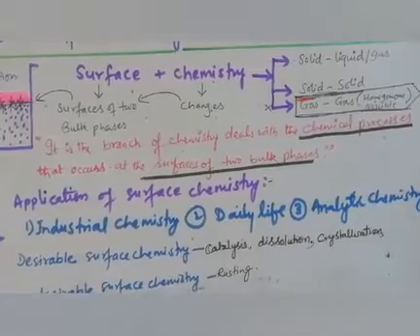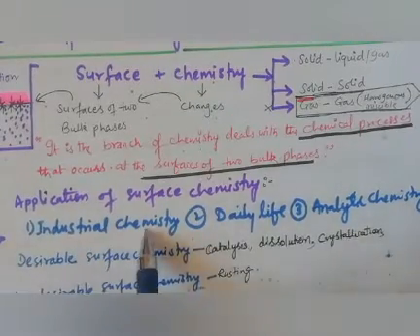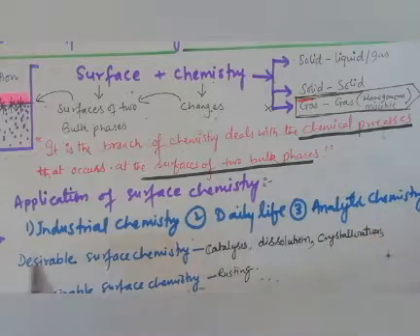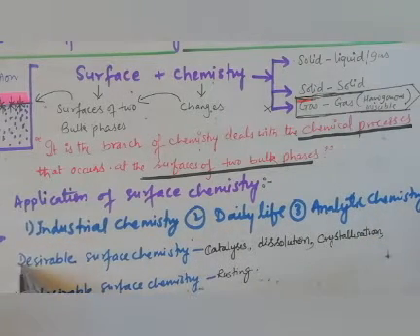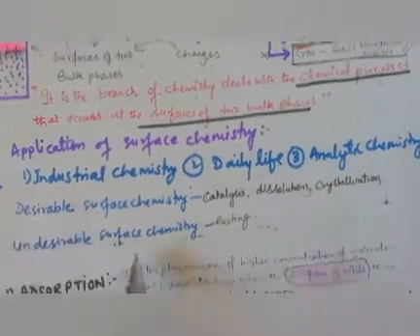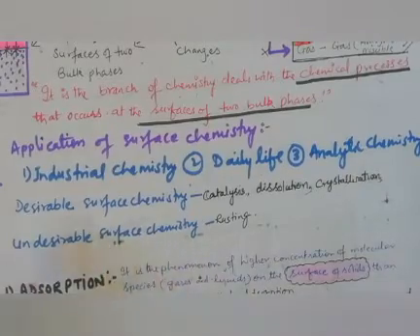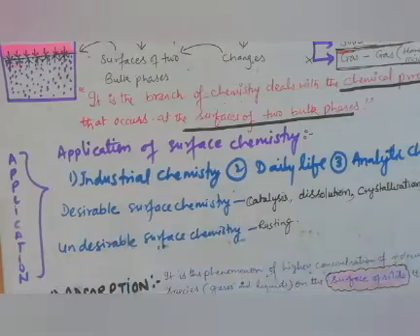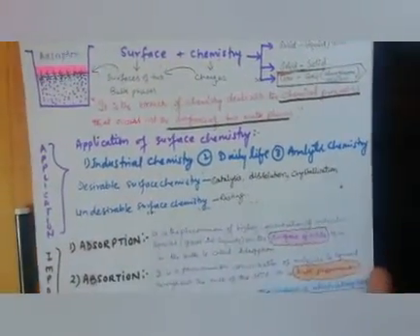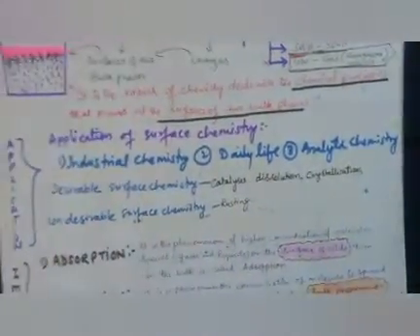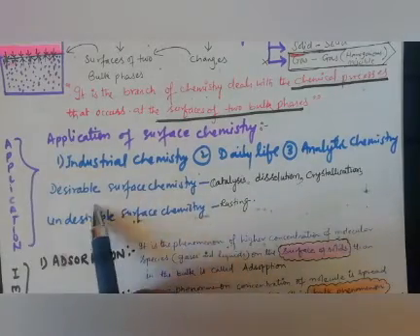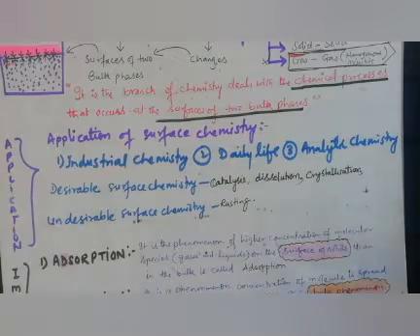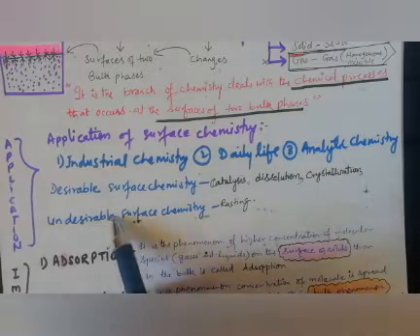So the application of surface chemistry: it is used in industrial chemistry, in daily life, and in analytic chemistry. Basically it has some desirable surface chemistry and some undesirable surface chemistry. Somewhere it is helpful to us, somewhere it is not. When it is useful for us, it is called desirable surface chemistry, and when it is harmful for us, it is known as undesirable surface chemistry.